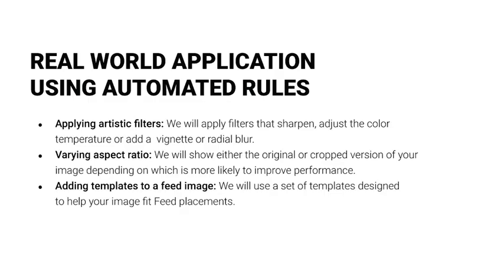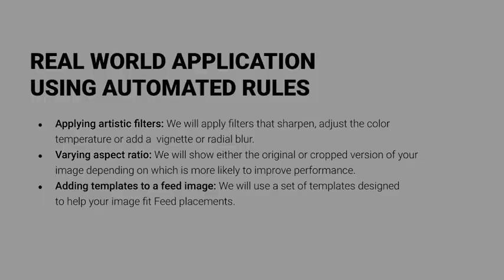Varying aspect ratio, so they'll show the original or cropped version of the image depending on what's more likely to improve performance. Again, I kind of like that, but depending on how Meta ends up cropping the image, I might not like it. I don't get a choice. Adding templates to a feed image, and they'll use a set of templates designed to help your image fit feed placements better. Okay, I like that.